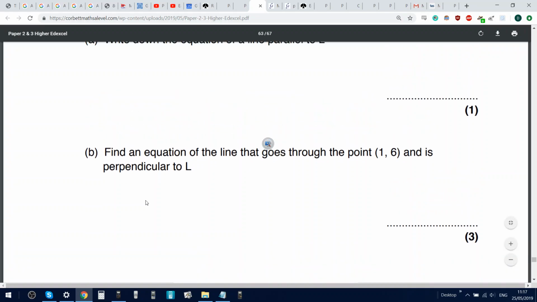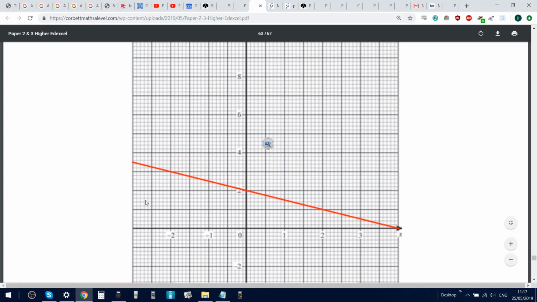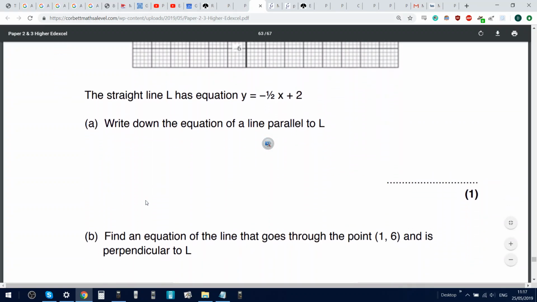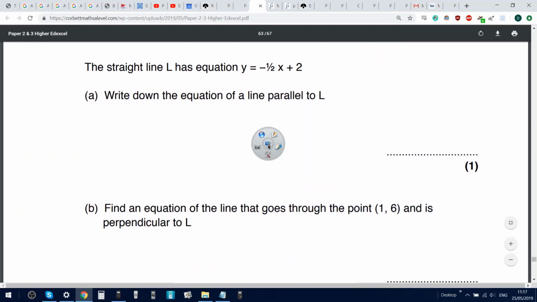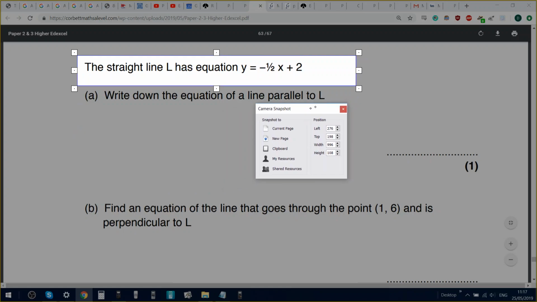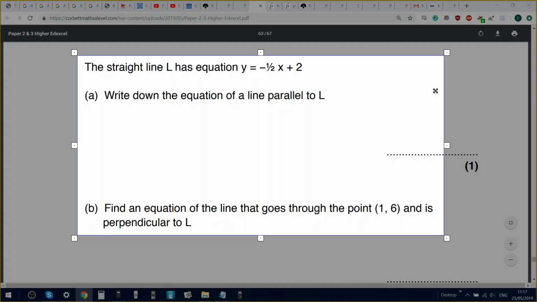Why is this thing not working? Okay. So this is this line. Okay. And then how about this?